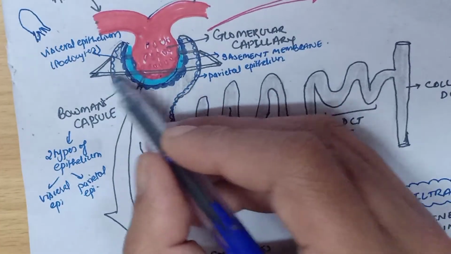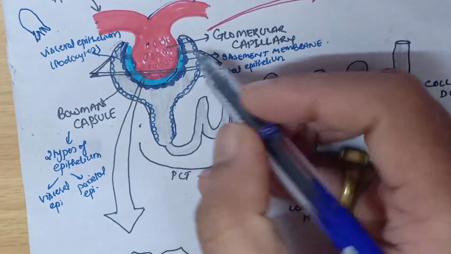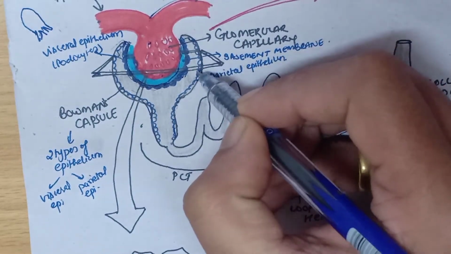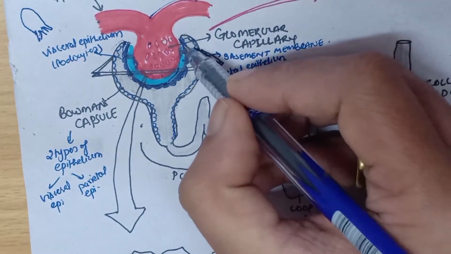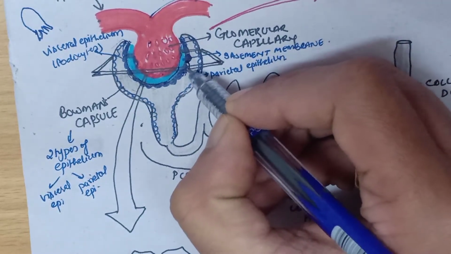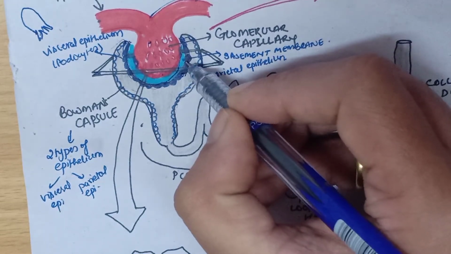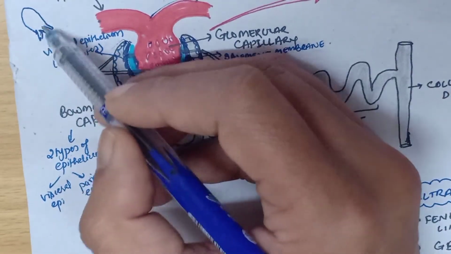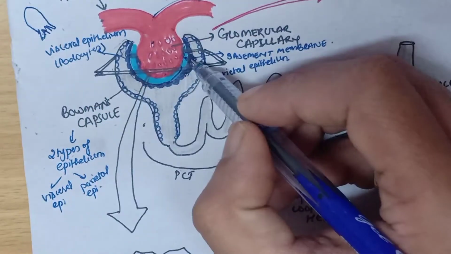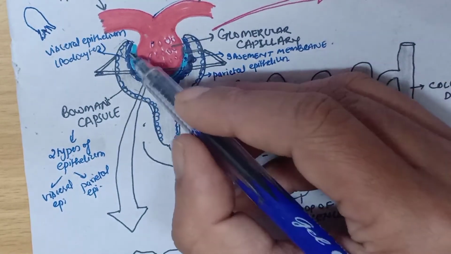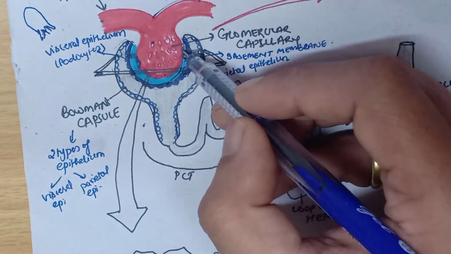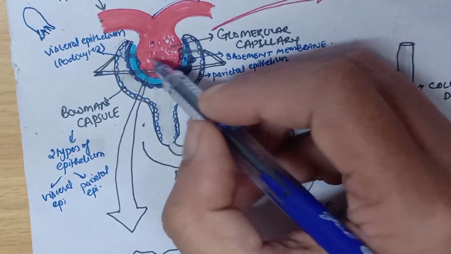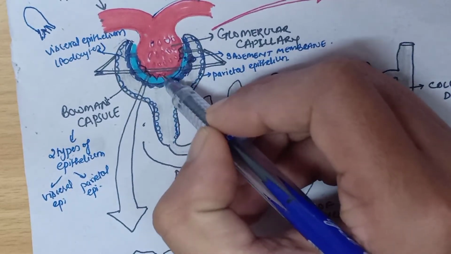So when you cut a section from this region, you will get parietal epithelial cells on the outer side, then you get the podocytes. These are visceral epithelial cells which form the podocytes. This is the podocyte which has a foot-like process. Podo means foot, and adjacent to it there is a basement membrane. This blue one is the basement membrane, and then comes the endothelium, and there is the capillary which has the endothelial layer.